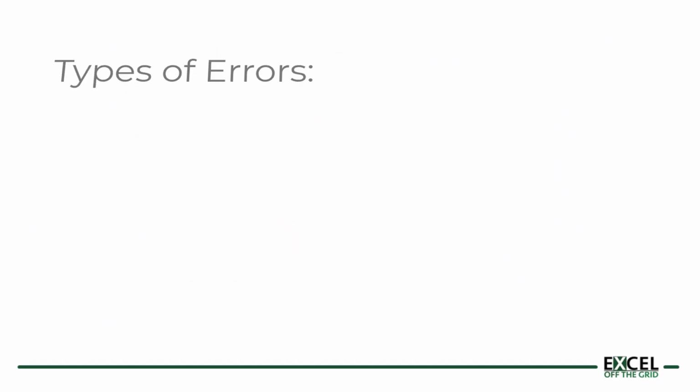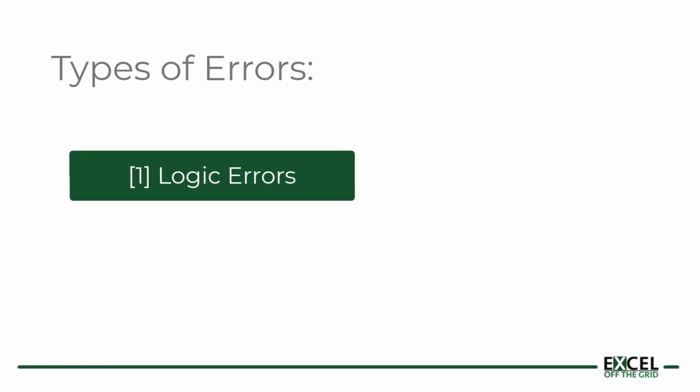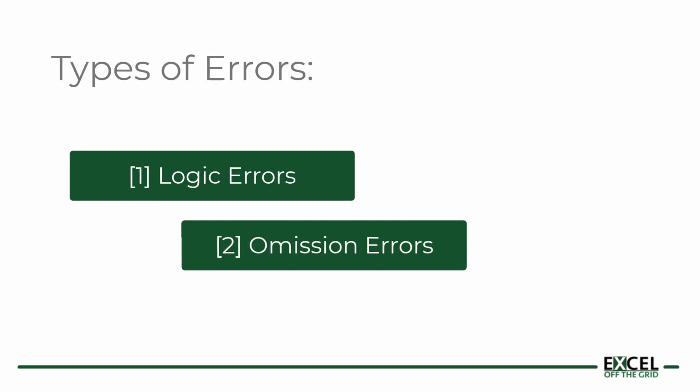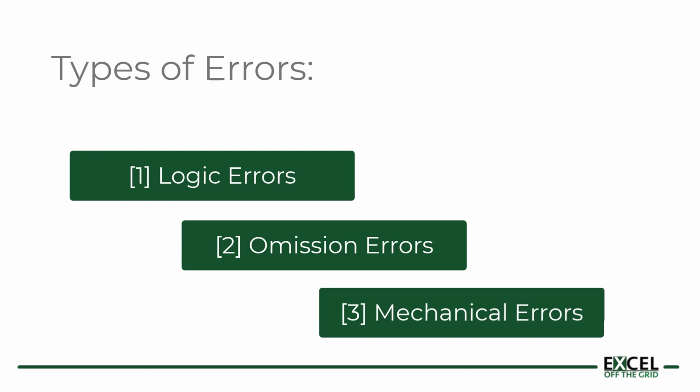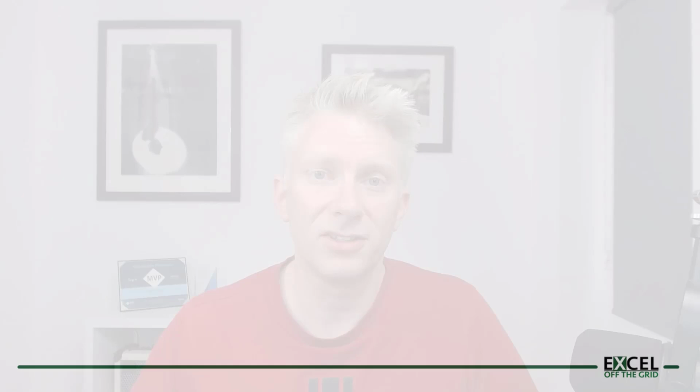Generally, these errors fall into three types. We have logical errors, which are caused by the individual not fully understanding the situation and therefore choosing the wrong formula or solution. We have omission errors, which are caused by cells and ranges accidentally being excluded from formulas. And we also have mechanical errors. They're caused by data inaccuracy or input and typing errors. But there's one other type of error, and that's where Excel calculates the wrong result all by itself. Let's take a look at a scenario.